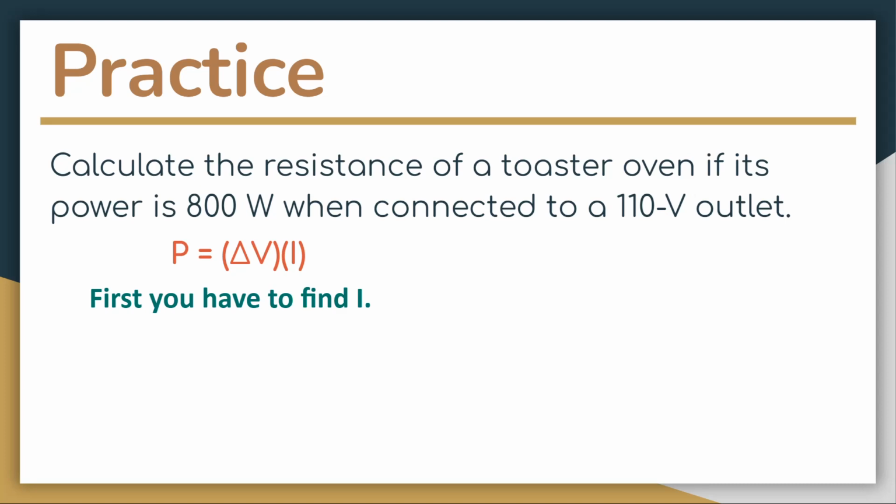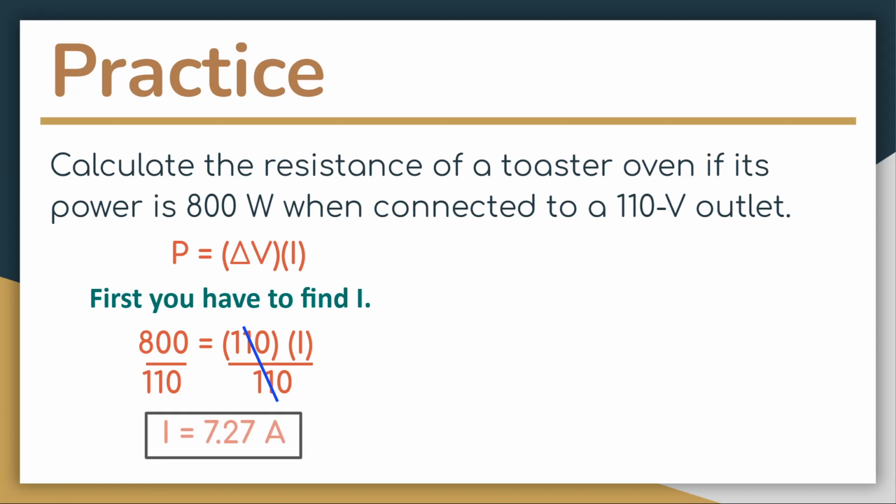So I'm going to do this in 2 steps, because you could always do this with the information that you have. We're going to solve for the current first, and then we're going to find resistance afterward using Ohm's law. So we're going to use the power equation, and we're going to plug in my power is 800, my voltage is 110. So we're going to solve for current. 800 equals 110 times I. To get I by itself, we're going to divide both sides by 110. 800 divided by 110 is 7.27 amps.